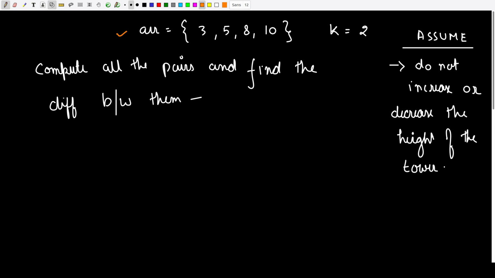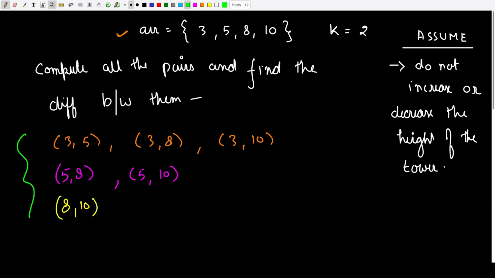So for instance, if this is the array which is given to us, the possible pairs over here are 3, 5. So these are the possible pairs for this particular array. So let us compute the difference between the pairs. So over here the difference is 2. Here it is 5, 7, 5, 3 and 2. And since we have to return the minimum difference, the minimum difference will be given by this pair.